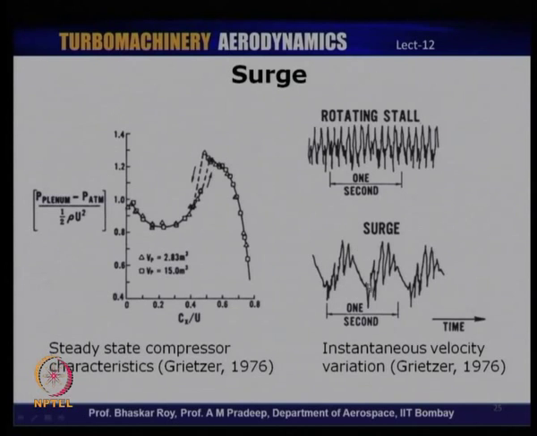And in surge you can see the fluctuations, which are basically axisymmetric, and the flow basically moves back and forth with a frequency which is much less than that of rotating stall. As I mentioned, rotating stall can have frequencies as high as 50% of the rotor frequency itself, which means that rotating stall can indeed have very high frequencies. Surge, on the other hand, is not really related to the rotor frequency. It is just axisymmetric motion of flow back and forth in the compressor, which could have very low frequencies, usually one order less than what is encountered in rotating stall.